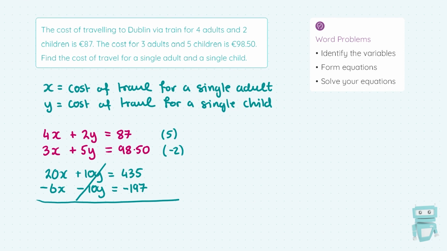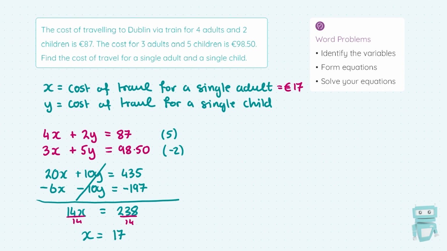Then I'm doing 20x minus 6x to give me 14x. And I'm going to let that equal 435, take away 197, which gives me 238. Then I want to solve for x here, so I'm going to divide both sides by 14. And when I do that, I get x equals 17. And just to contextualize it in the question, x is the cost of travel for a single adult. So I'm going to say that that equals €17.